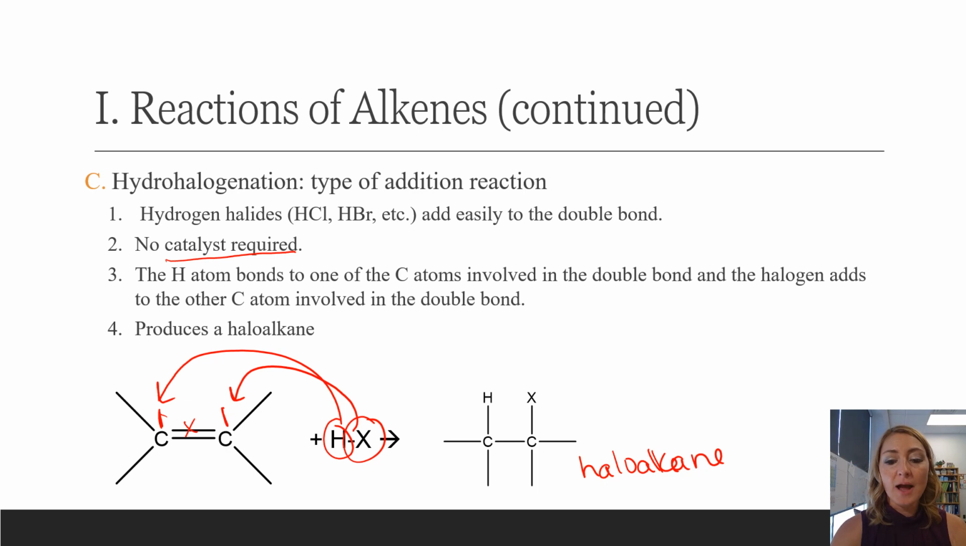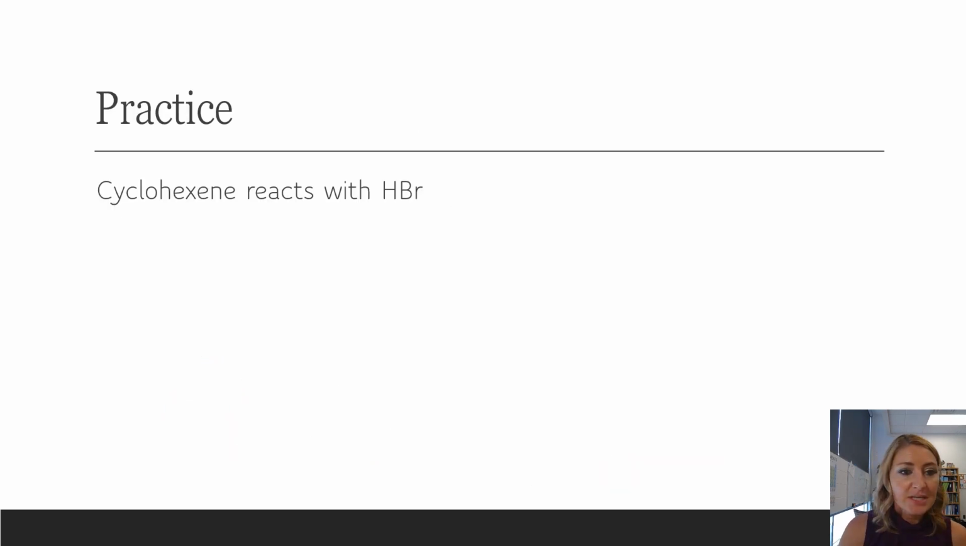We now have single bonds, so it went from being unsaturated with hydrogens to saturated. So it's a single bond, it's an alkane. From an alkene to an alkane, just like every other addition reaction we've been practicing. Let's see one in action. Cyclohexene reacts with HBr.